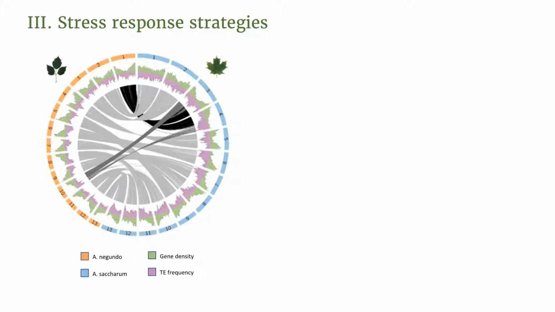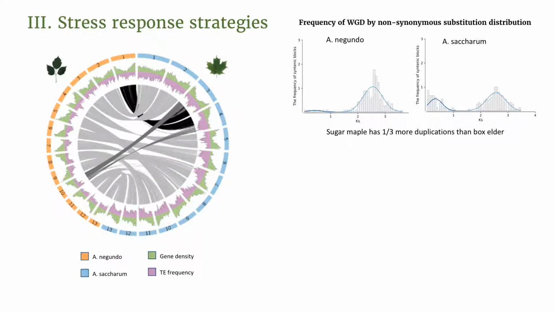While Ngundo shares a high level of macrosynteny with yangbiense, we see here what appears to be a large-scale translocation in Saccharum. That's the darker gray and black lines. So during the whole genome duplication analysis, which involved separating out different kinds of duplication, it was shown that Saccharum had about a third more duplication in total.